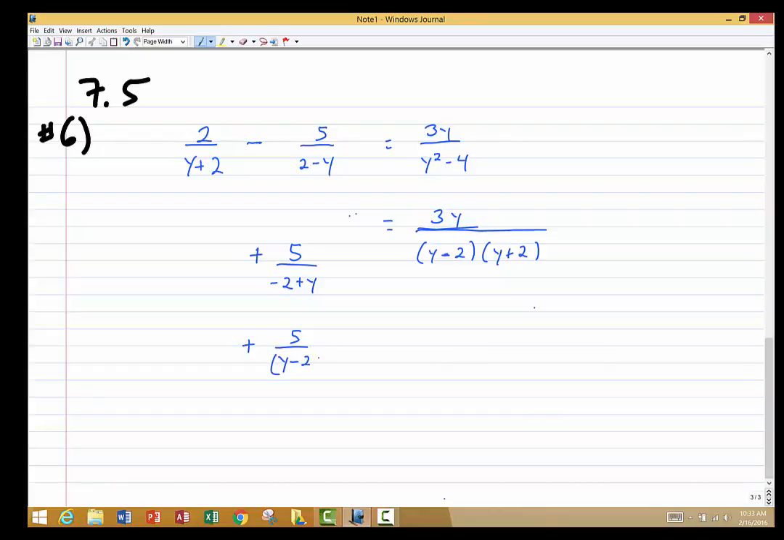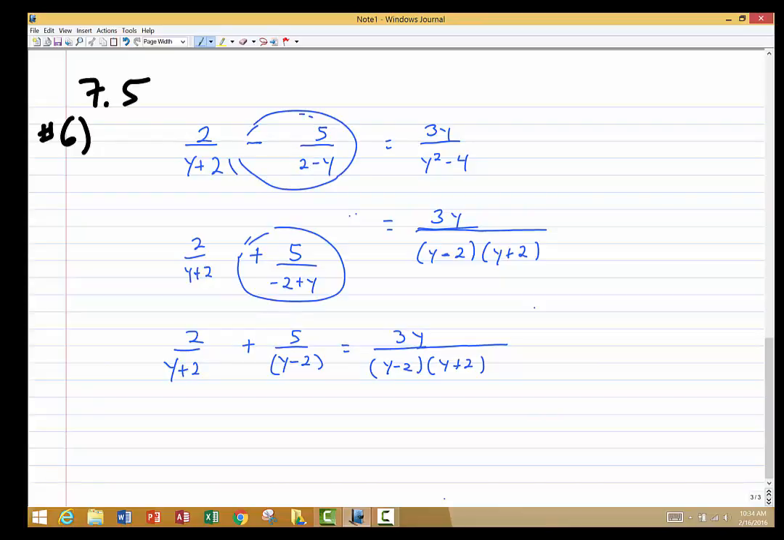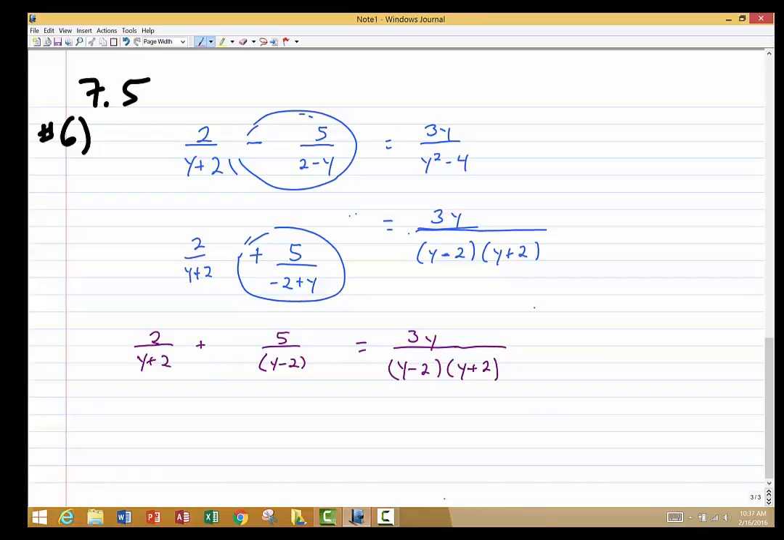Now I identify, ooh, they do have to share a common factor. So y minus 2, y plus 2, and that's the biggest thing we need to get comfortable with. I still have my 2 over y plus 2. So the biggest thing is this value right here. Actually, if I switch all the signs, I don't change the value. And so this expression down here is the same as that expression up top. So now I can see that 5 over negative 2 plus y is the same as 5 over y minus 2.